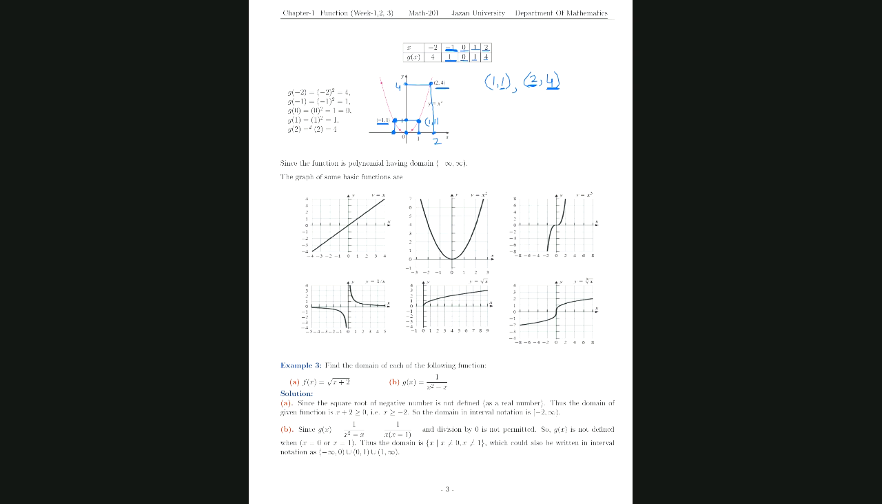X equals minus 2, so minus 2 here. X equals minus 2 here, and y equals 4. Y equals 4 here.